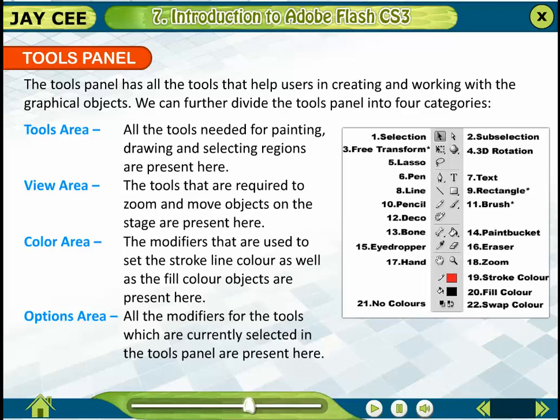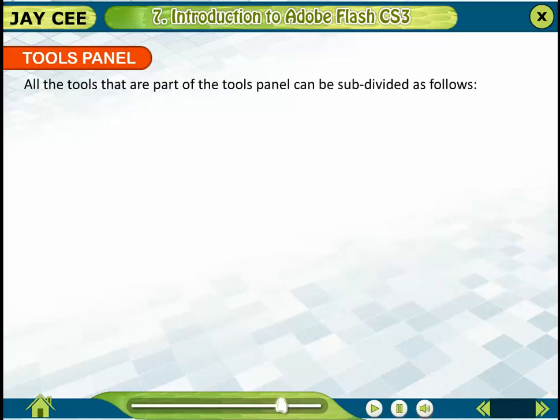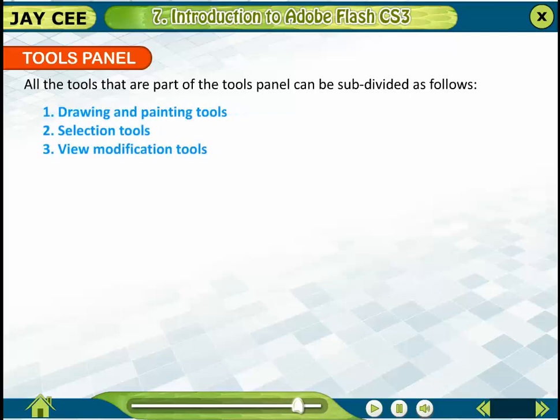Color area. The modifiers that are used to set the stroke line color as well as the fill color objects are present here. Options area. All the modifiers for the tools which are currently selected in the Tools panel are present here. All the tools that are part of the Tools panel can be subdivided as follows: drawing and painting tools, selection tools, view modification tools.